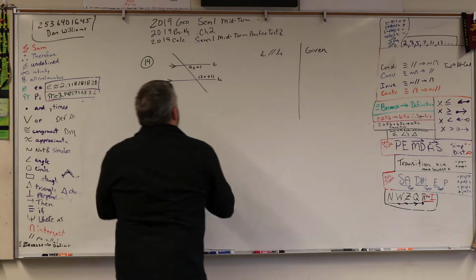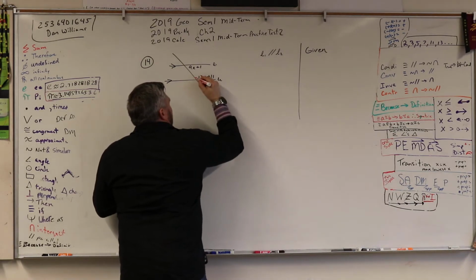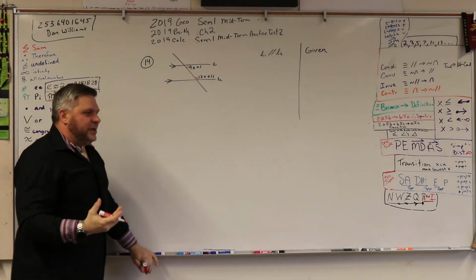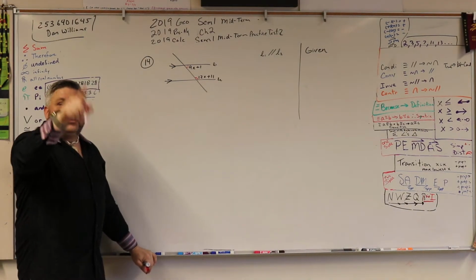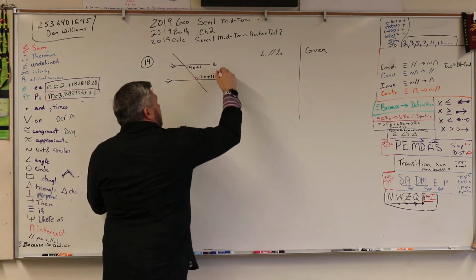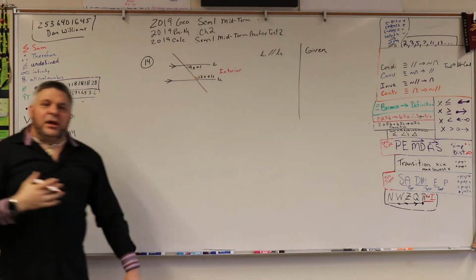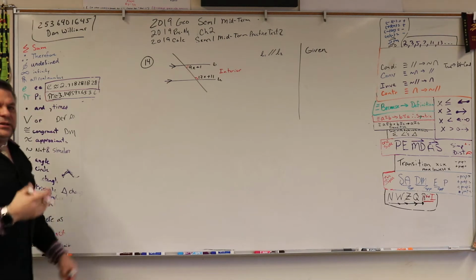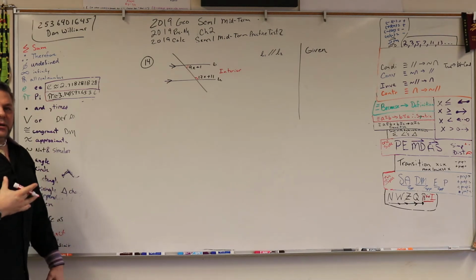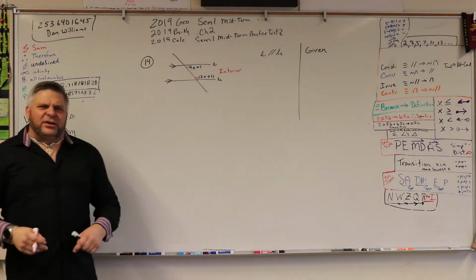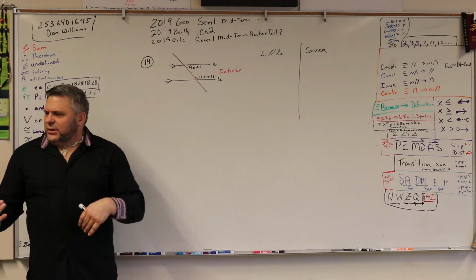And how are we going to describe these angles? What is it about these angles? Because they don't look like they're equal, do they? They're interior. Good. So these are interior. And are they alternate or are they on the same side? The same side. Good. And on your test, they call it co-interior.